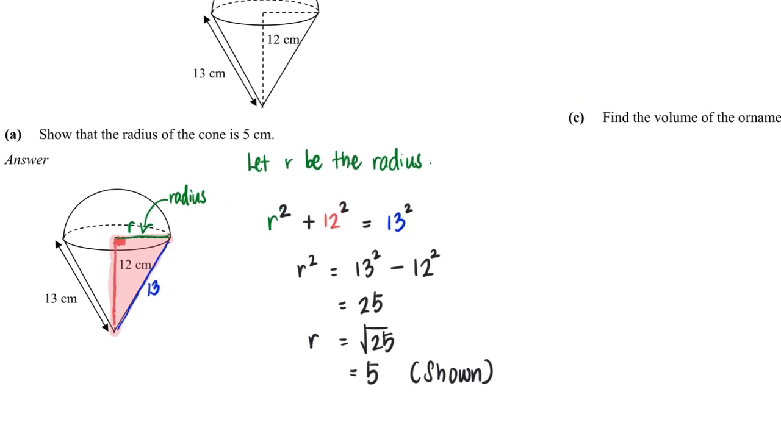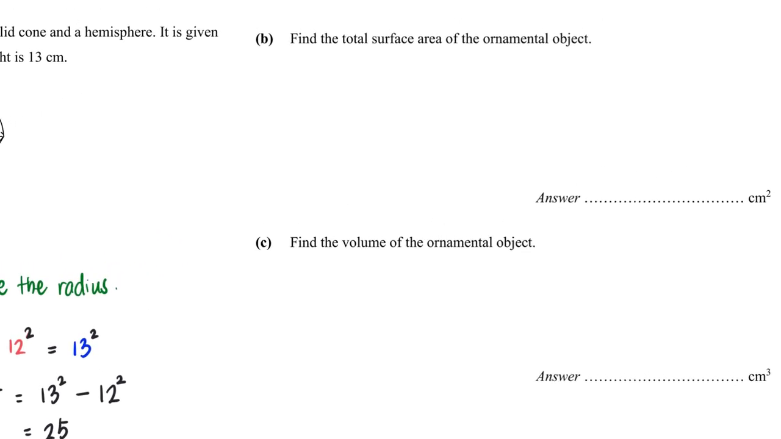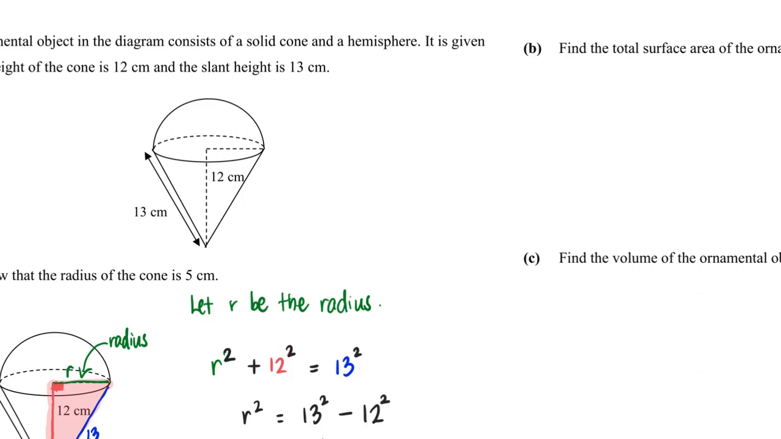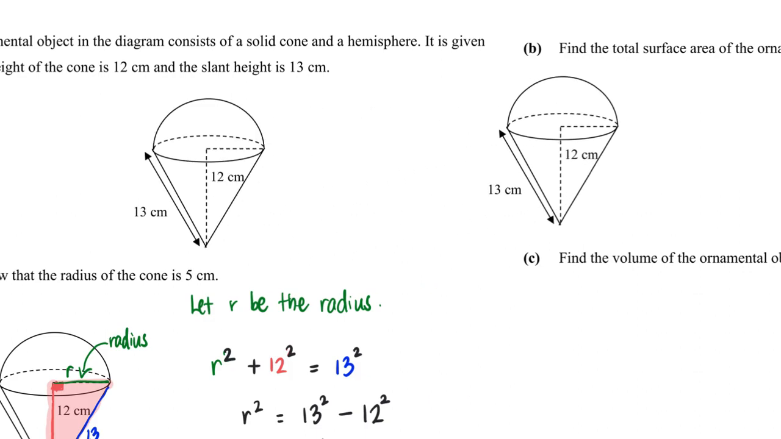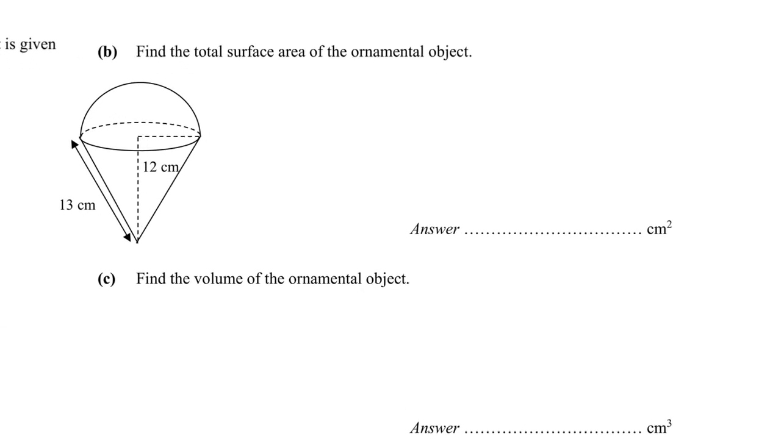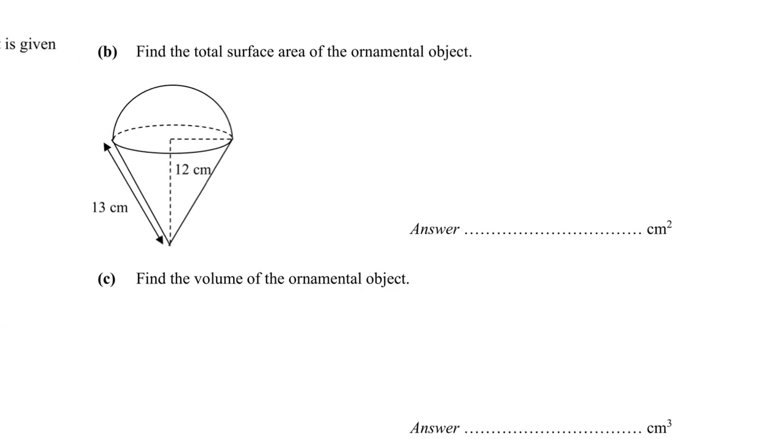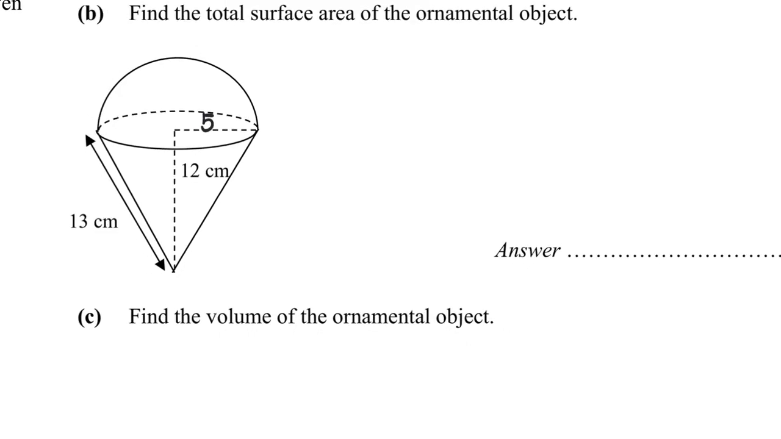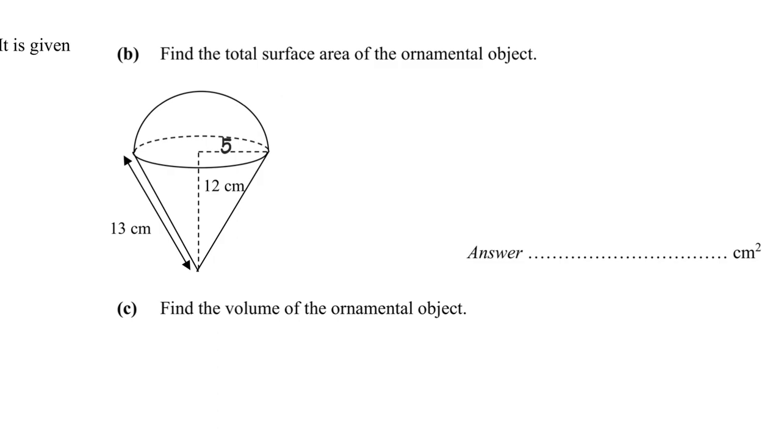So for part B, find the total surface area of this ornament object. For the total surface area, let's just focus here. Now that we know the radius as well, which is 5. So total surface area, there are two surfaces. One is the curved surface area of the cone, and the other is the curved surface area of the hemisphere, which is half of a sphere.